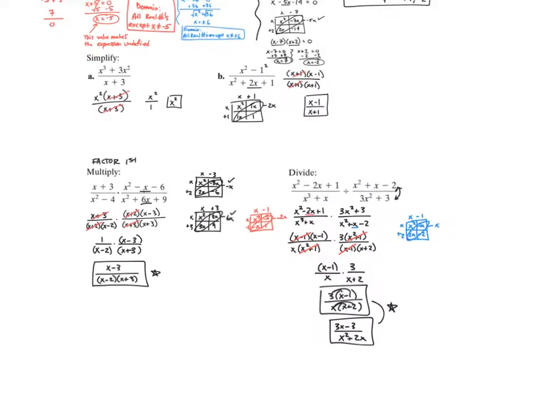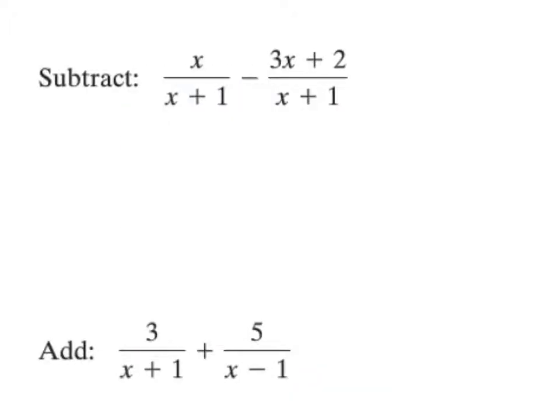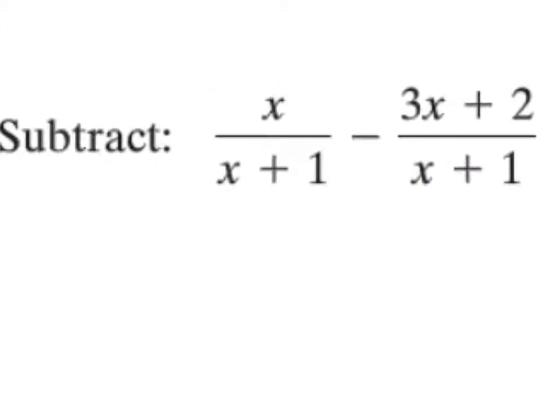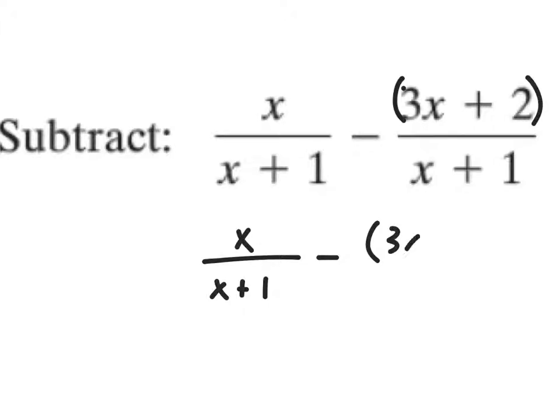All right, so that's the first page of what I want you guys to do. Let's take a look at the next page. On the next page, you're being asked to add and subtract these. What we're looking for, remember, is a common denominator. Now, there is a little trick to this one. I'm going to zoom in here. I'm going to rewrite this as x over x plus 1 minus, and I'm going to put this in parentheses because this is a quantity, 3x plus 2 over x plus 1.